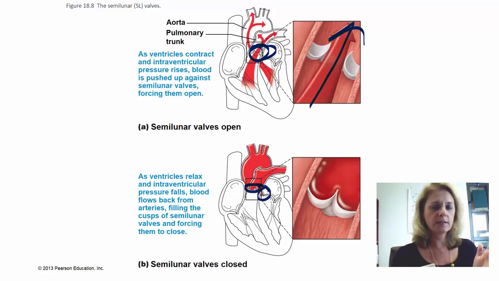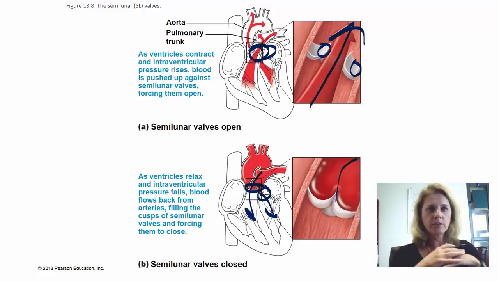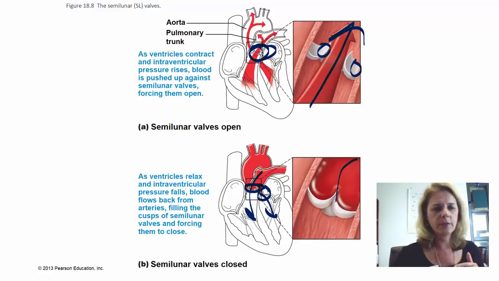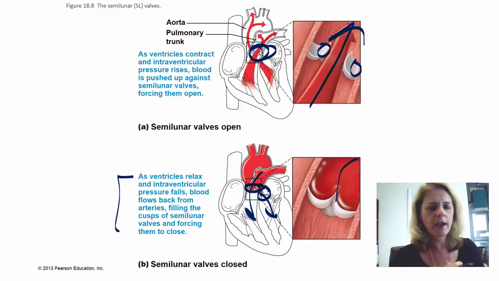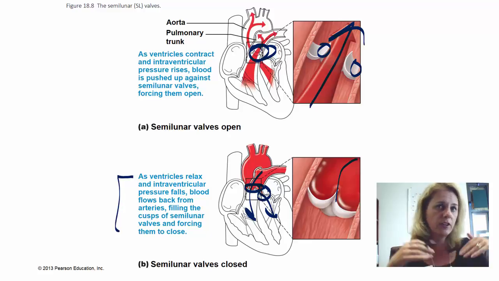And so what you would expect is that blood would want to fall right back into the ventricles. Well, as it starts to fall, it fills up these little cusps, and that causes those valves to click shut. As the ventricles relax and the intraventricular pressure falls, the blood falls back from the aorta and the pulmonary trunk. It fills those cusps and causes them to shut like little trapdoors. One of the things we're going to talk about with heart sounds is you can actually hear these valves as they're closing. You're listening for the snapping shut of these valves.